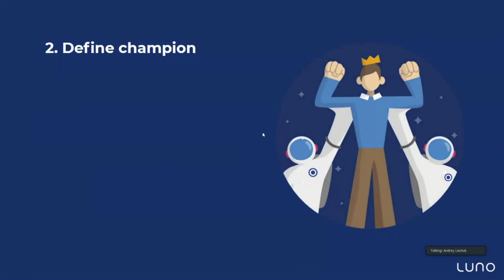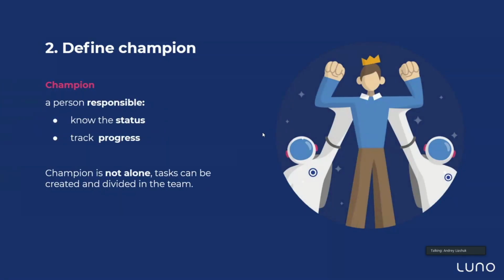The next step is to define a champion. A champion is a responsible person who should know the status and progress of the current project. I was champion of the migration project, and this is a very important role. The champion is interested in completing the project, so migration goes faster. Also, the champion shouldn't complete the project alone. Tasks can be created and divided between the team.